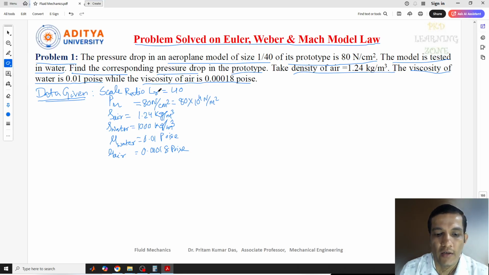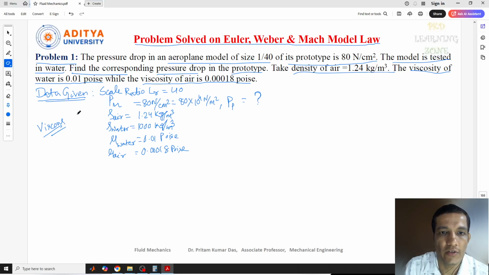So what we need to calculate here is PP, the pressure drop of the prototype. Now as you can see, this problem involves viscous force. Then we need to see which model is related to viscous force, and that is the Reynolds number, because we know the Reynolds number equals inertia force by viscous force. So the Reynolds number needs to be considered here. That is one point.